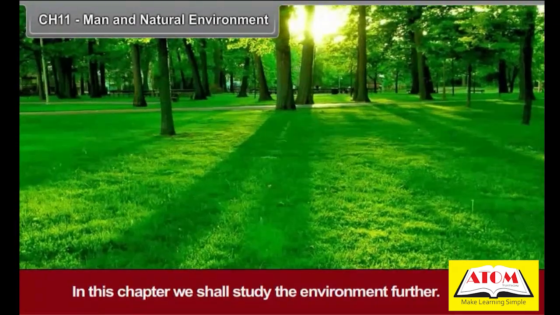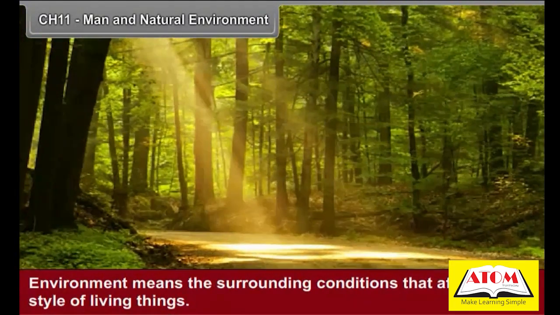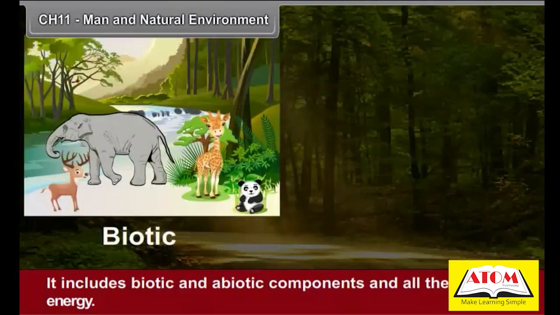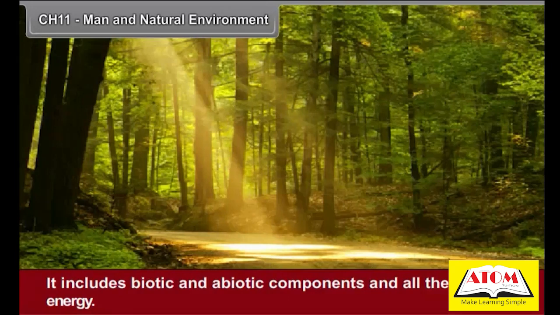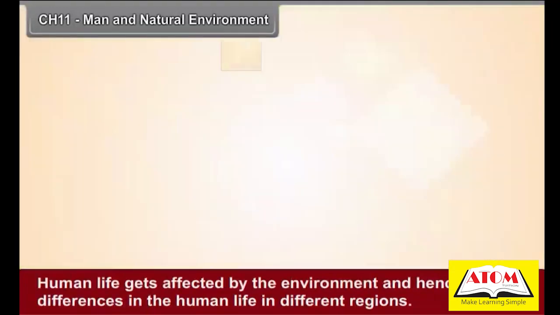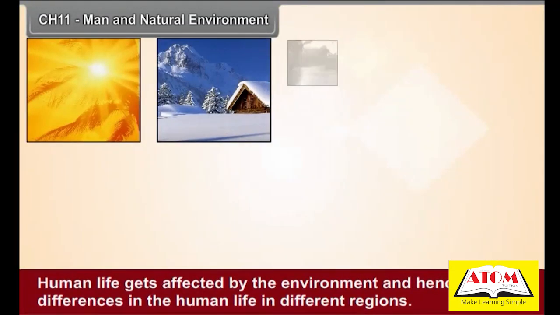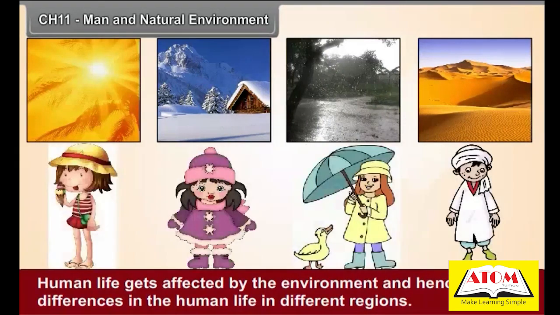Environment means the surrounding conditions that affect the lifestyle of living things. It includes biotic and abiotic components and all the forms of energy. Our surroundings include natural as well as man-made things. Human life gets affected by the environment and hence we find differences in the human life in different regions.